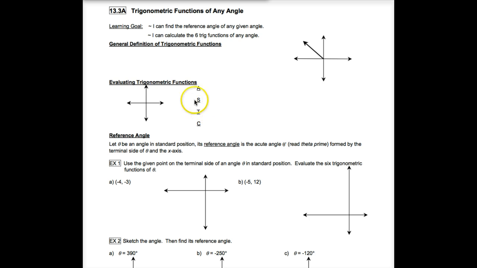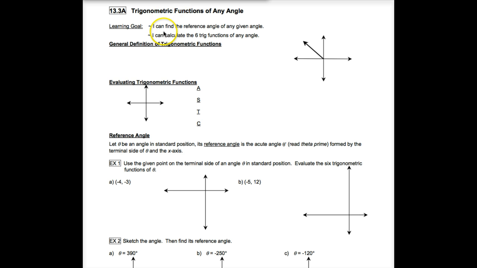Right, today we are going to be continuing our discussion of all the different angles that are formed by the coordinate plane. And instead of just sketching them and finding coterminals, today we're actually going to be evaluating the trig functions of any given angle. So we've done the trig functions for acute angles that are in given right triangles. Now we're going to extend that to any given angle that we could draw in the coordinate plane.